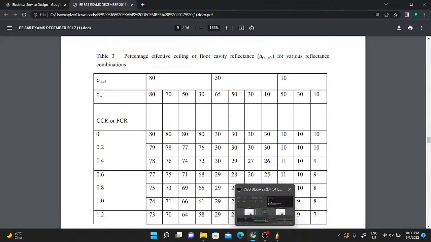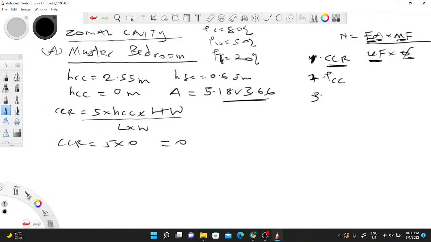I'm moving my cursor around it, so please focus. With a ceiling reflectance of 80 and a CCR of 0, I have a rho CC of 80. So from the table, your rho CC is 80%. After finding your rho CC, step 3 is to find your FCR.